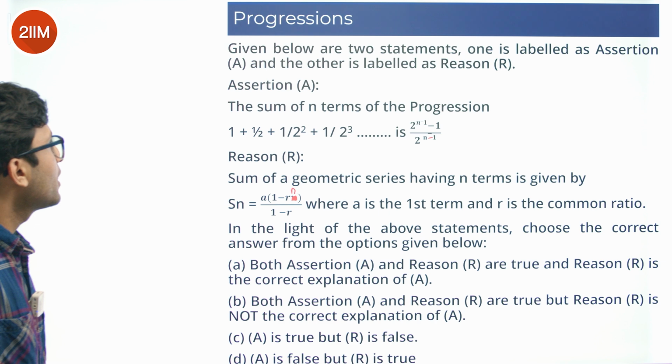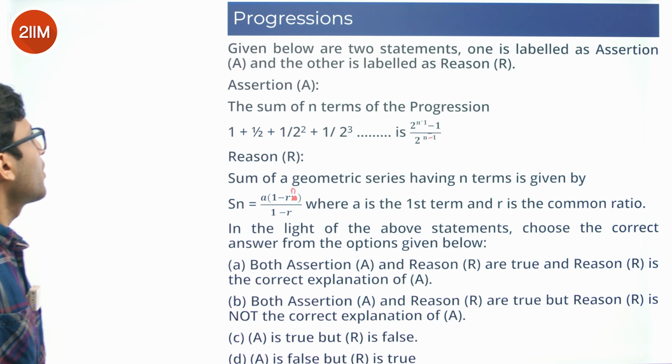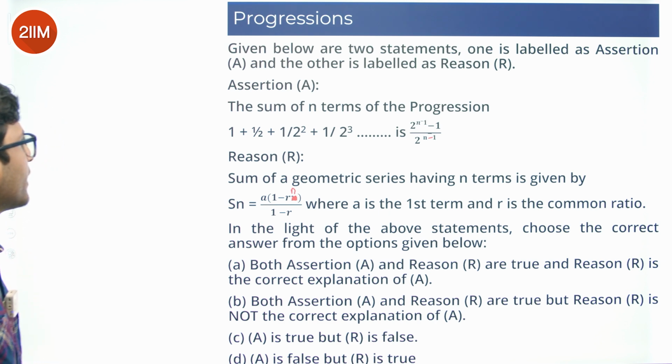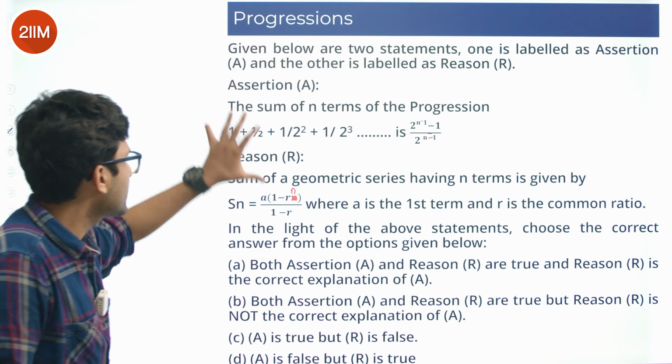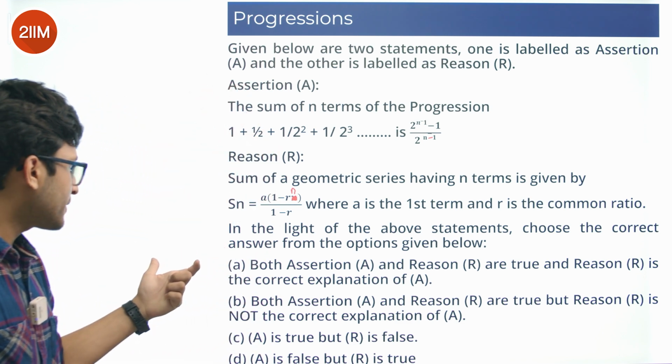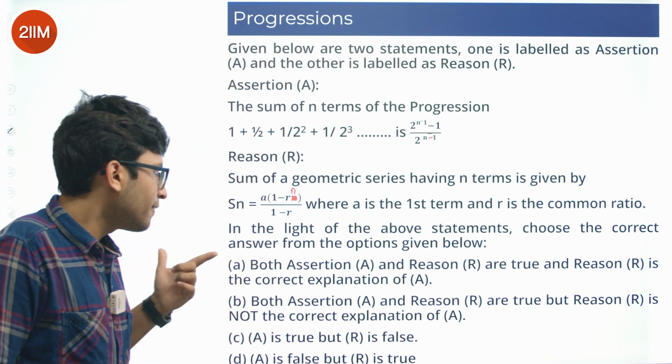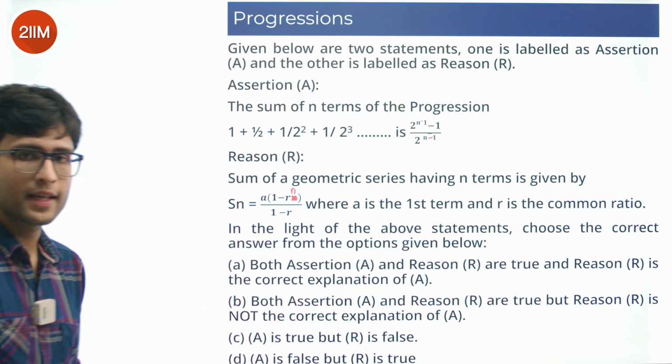Let us start. Last question. Progressions. Given below are 2 statements. One is labeled as assertion and the other one is as reason. Assertion is this, the reason is this. In the light of the above statements, choose the correct answer, whether assertion is right or the reasoning is right.